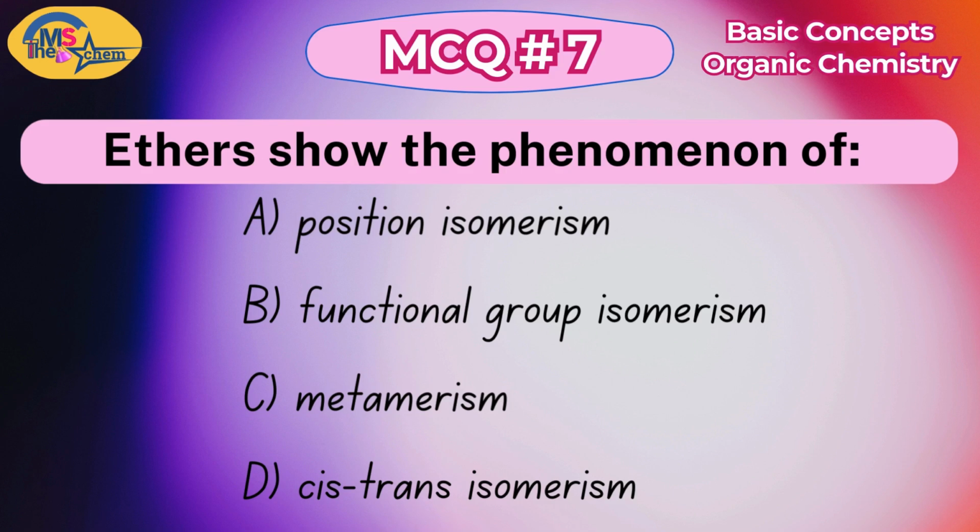The true answer to this question is option C, metamerism, as the ethers show the phenomenon of metamerism. Because in the structure of the ethers, one oxygen atom is sandwiched between the two carbon atoms. And so in metamerism, there is an unequal distribution of the carbon atoms around the functional group, that is in case of ethers around the oxygen atom.